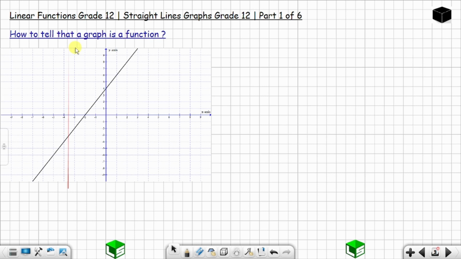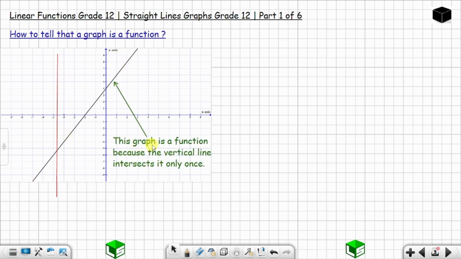So you have to use a vertical line like this. In this case, you can see this vertical line is only intersecting the line once, one time, so this line is a function because the vertical line is only cutting the line once. So this line is a function, okay? This graph is a function because the vertical line intersects it only once. You can see only once, okay? This is a function. This is how you can test a graph to see if it is a function.